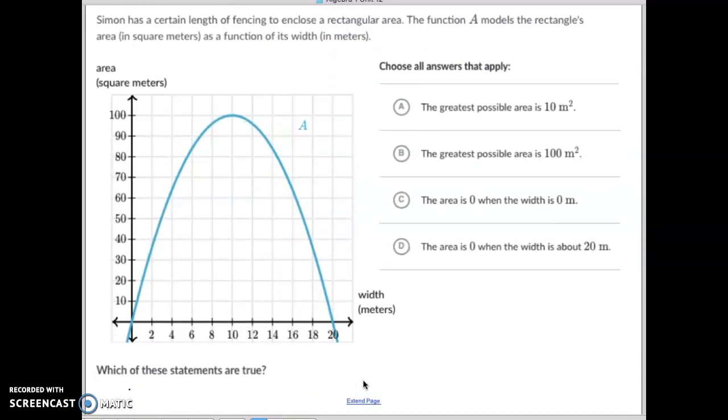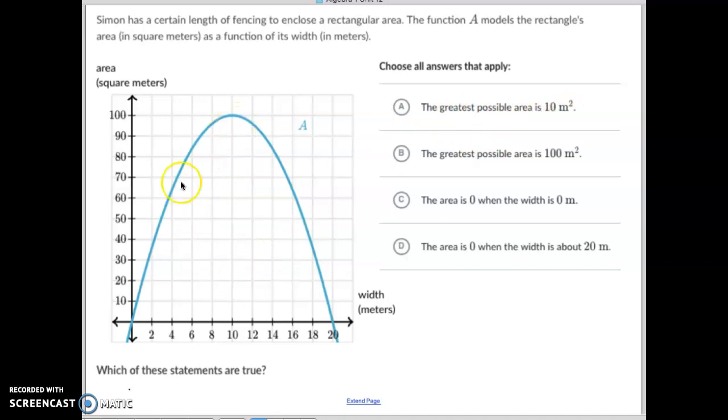Let's do one more. Simon has a certain length of fence. So here's his fencing right here. This is the width of the fence, and this is the area of the fence. So Y is area, and your x-axis is your width. So letter A, the greatest possible area is 10 meters squared.